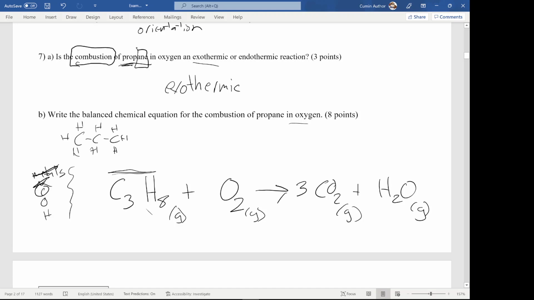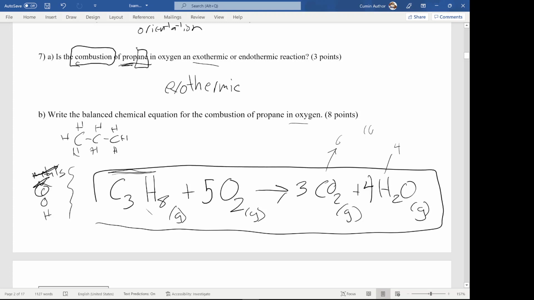There are 8 hydrogens over here, and the reactants only have water for hydrogen. It's H2O, so I would need 4 water molecules to get 8 hydrogens. Now we've balanced the carbon and the hydrogen, and we can take a look over here. How many oxygens are on the product side? There are 4 for the water, and 6 for the carbon dioxide, 3 times 2. So there are 10 oxygens total over here, and we need 10 oxygens on the reactant side. So 5 O2 here will give you that. There is the completely balanced equation as a result.